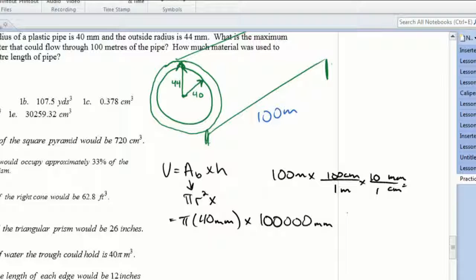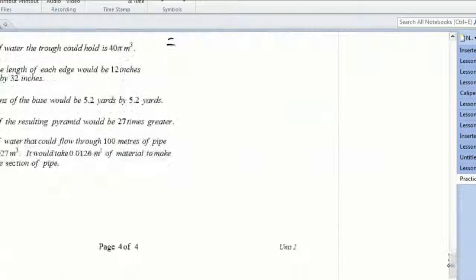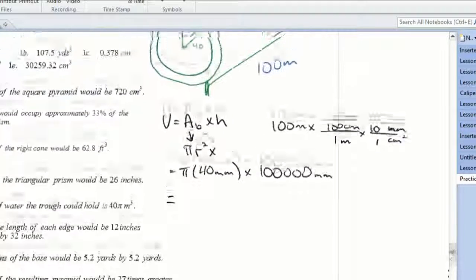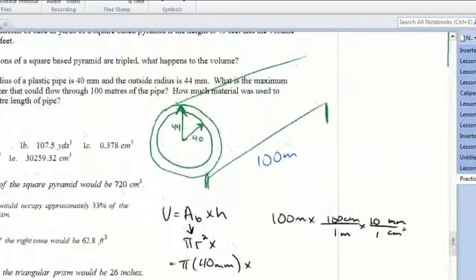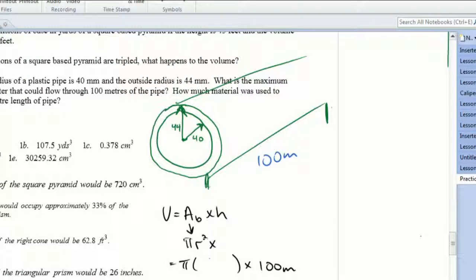So pi times 40 times 100,000. It's going to be a big number because it's in millimeters. Maximum volume. I assume the volume for 8 is going to be in meters. Let's do the opposite then, because the answer is in meters. It doesn't tell us specifically in the question which way to do it, but the answer is in meters. So I'm going to leave that as meters, and I can convert this millimeters into meters.